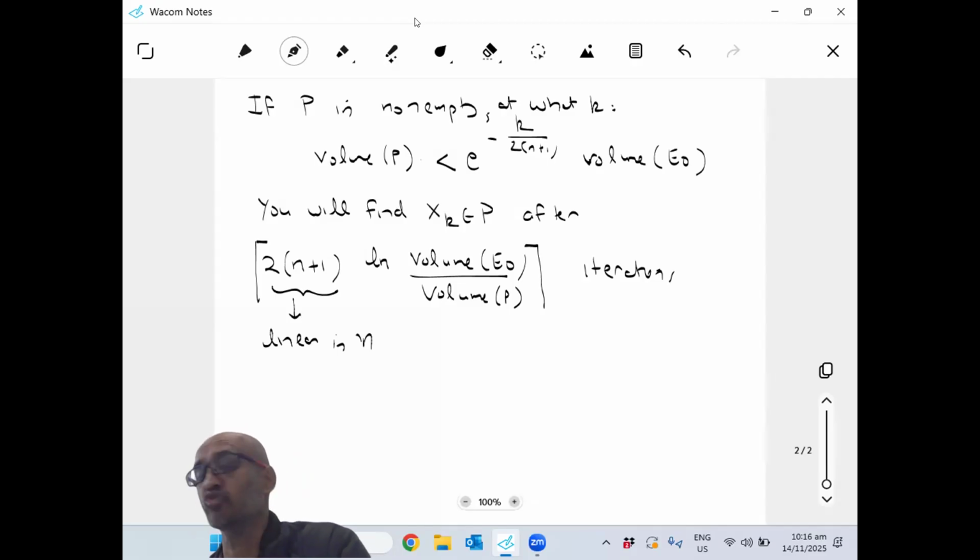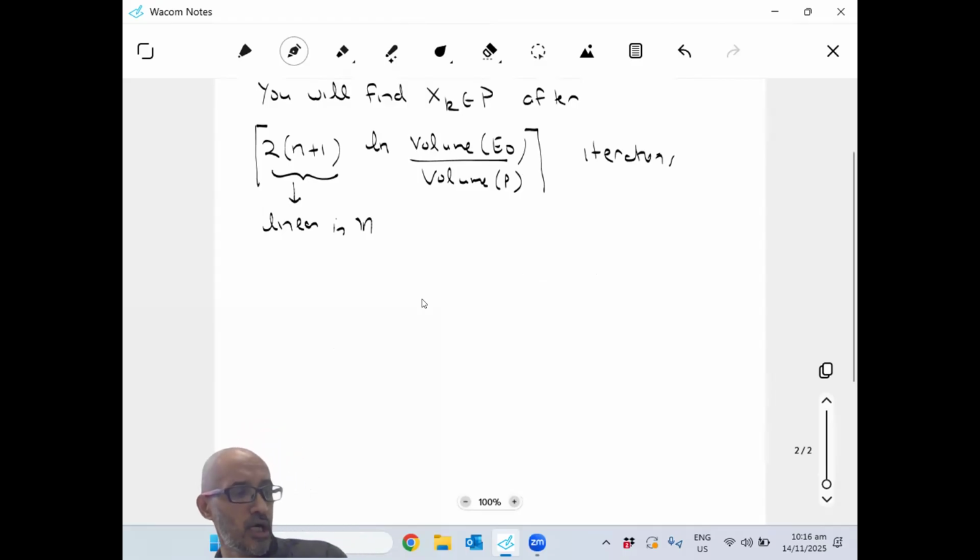What matters to you is the volume of E naught and volume of P. So you need to have some formula for this. Again, we will not do the full formula for this, but let me just give you a sense that these numbers will actually grow only polynomially in the input. So let's take an example of what these numbers might look like.